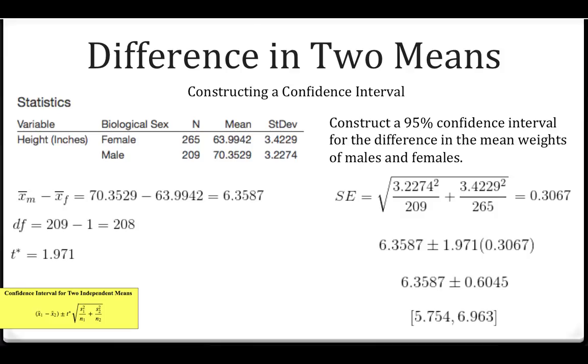5.754 to 6.963. To interpret this confidence interval, I would say that I am 95% confident that if we would take the mean weight of males minus the mean weight of females in the population, that difference in means would be between 5.754 inches and 6.963 inches. Now, I want to take you back to Minitab Express to show you how this confidence interval could be computed there.